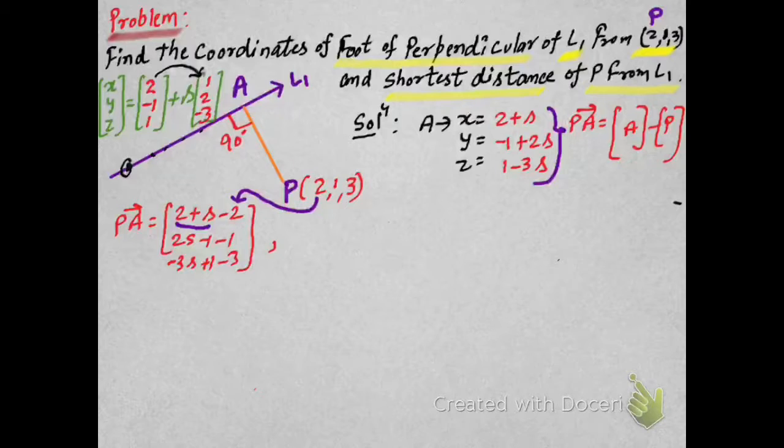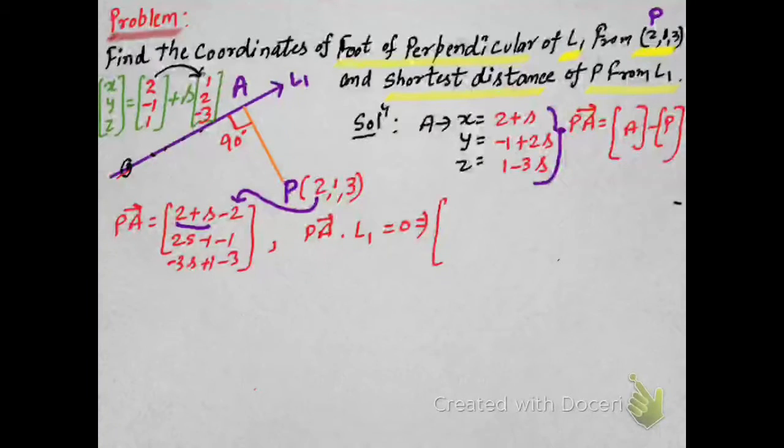Now why did I get vector PA? Because I want to use PA dot product with the parallel vector of L1, which is 0. The dot product of two perpendicular vectors is 0, because the parallel vector of L1 and my line AP, or vector AP or PA, they are both perpendicular, therefore the dot product is 0. So let's apply this and figure out S.